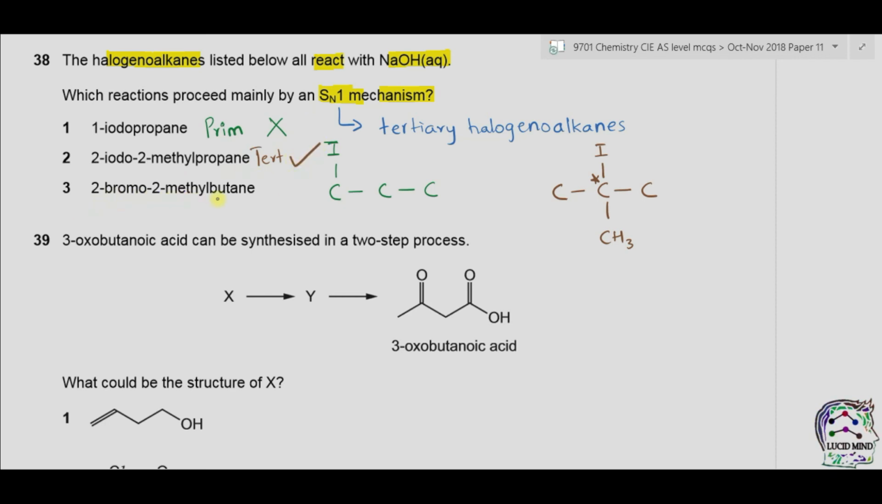Third one is 2-bromo-2-methylbutane. As it is butane, so we have 4 carbon atoms in the long chain. On second carbon atom we have bromo, and on second we also have methyl group. Again you can see that the carbon atom attached with bromine is directly attached with 3 other carbon atoms, so therefore this is also tertiary halogenoalkane. So it will go through SN1 mechanism. As option 2 and 3 are correct, the answer is therefore C.